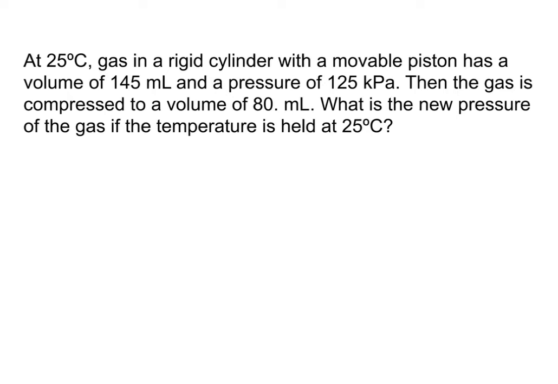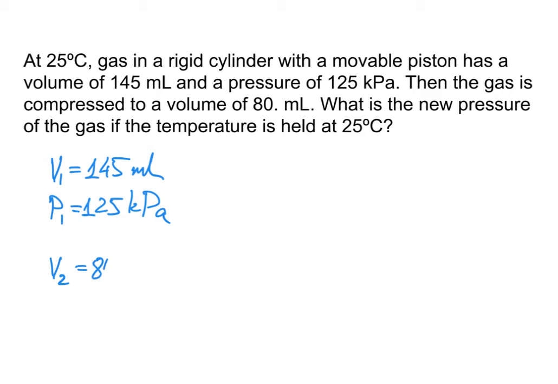At 25 degrees Celsius, gas in a rigid cylinder with a movable piston has a volume of 145 milliliters and a pressure of 125 kilopascals. When the gas is compressed to a volume of 80 milliliters, what is the new pressure of the gas if the temperature is held at 25 degrees Celsius?